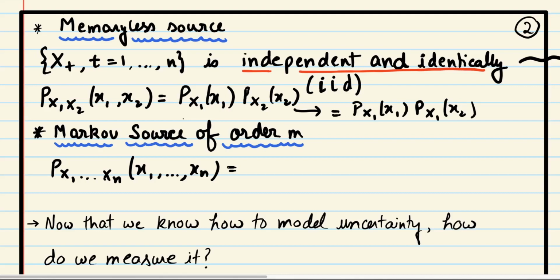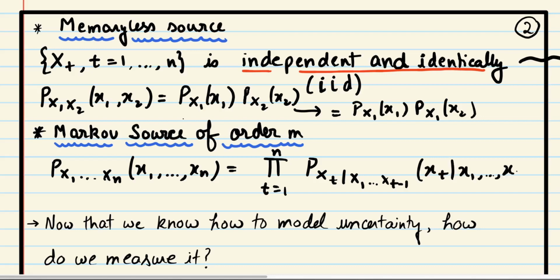So what is a Markov source of order m? The joint distribution can be written as the probability of x1, x2 to xn is the product over t equal to 1 to n of the probability of xt given the entire past x1 to xt minus 1. This is just the Bayes rule. This kind of thing is always true.